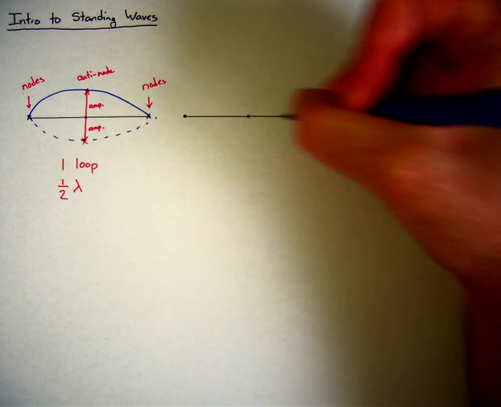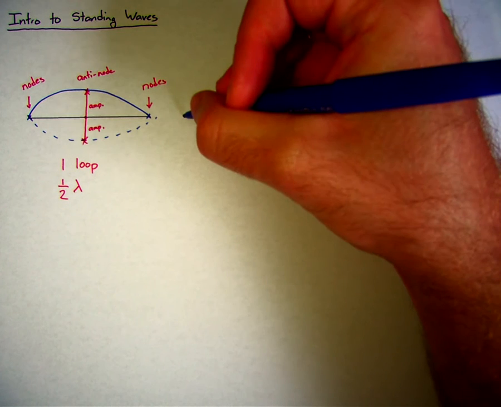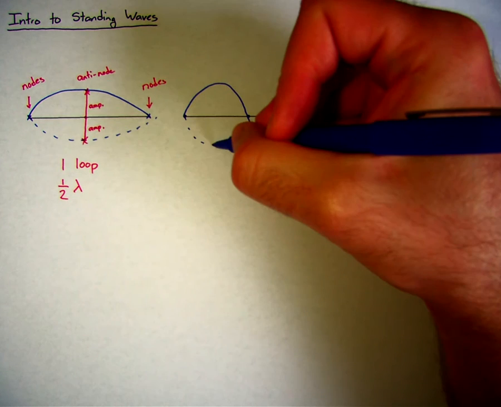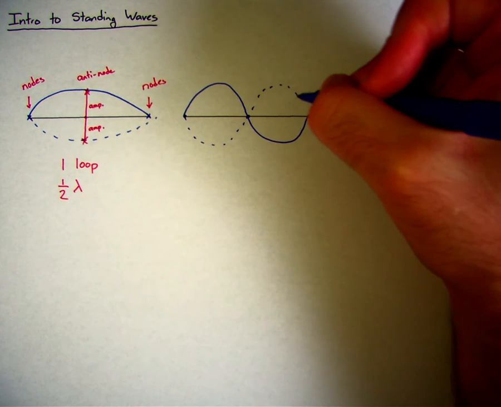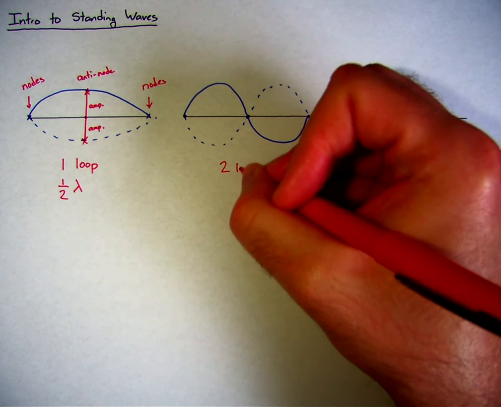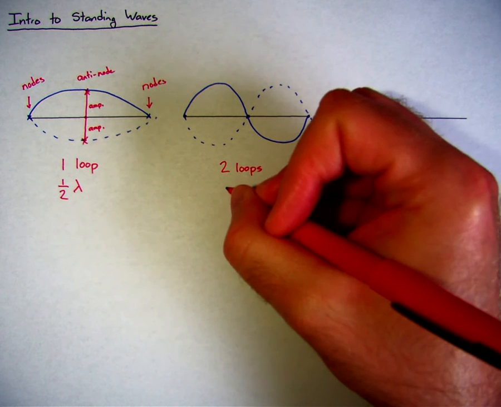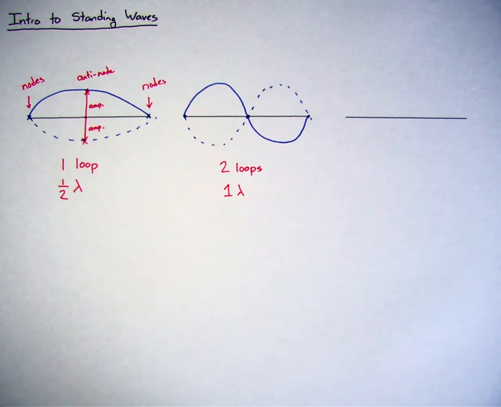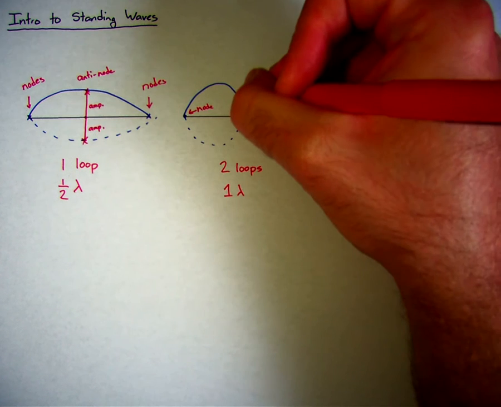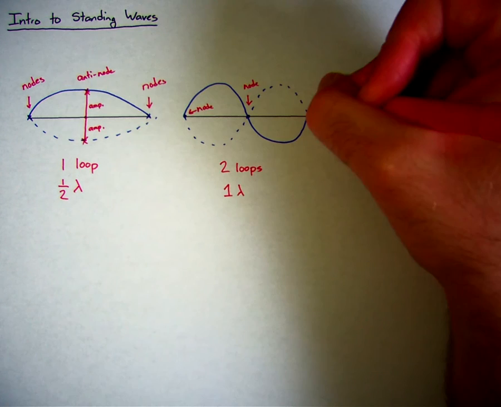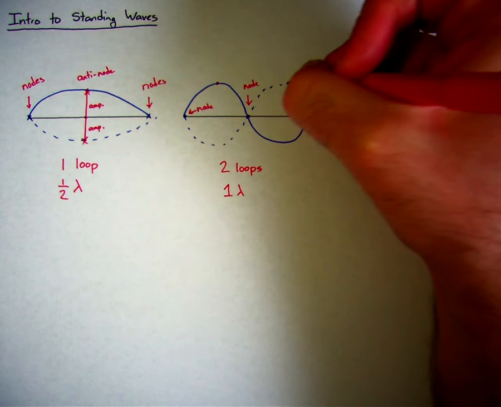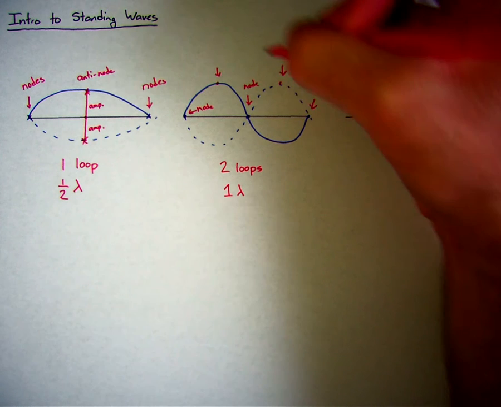So if we look at the next possible standing wave that we could have, a standing wave that's created like this, where it looks like there's two loops. So if there's two loops here, this is actually one full wavelength. And we have a node, we have a node, and we have a node. So there's three nodes here. And then we have our antinodes. So two antinodes.